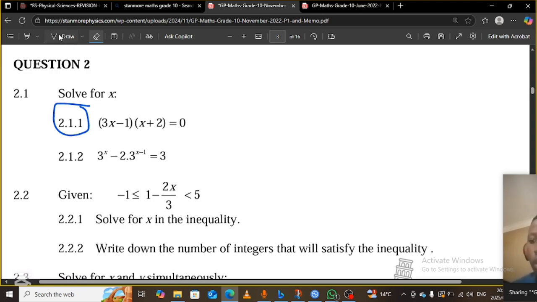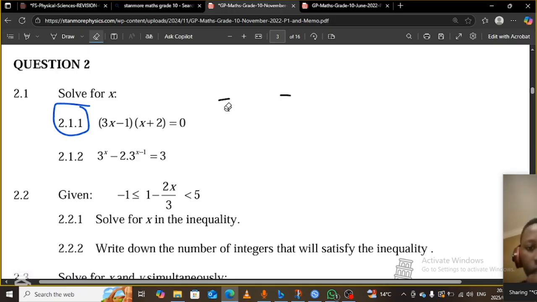Then what's your x and what's the other x? So my x is 1 over 3, or negative 2. Negative 2, sorry. Negative 2. 100.